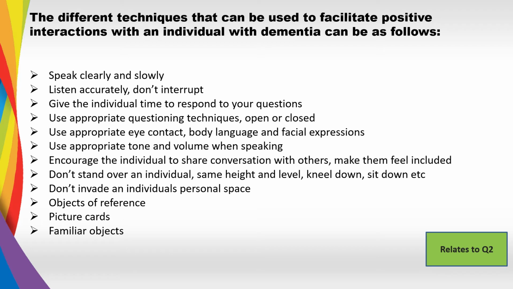When you're communicating with certain individuals, you might not be able to understand everything they say, so it's important that you do listen carefully. Give the individual time to respond to your questions. And again, we've talked about individuals with dementia, they may take time, they have to think, it takes them longer to actually respond, so we need to make sure we give them time to do that.